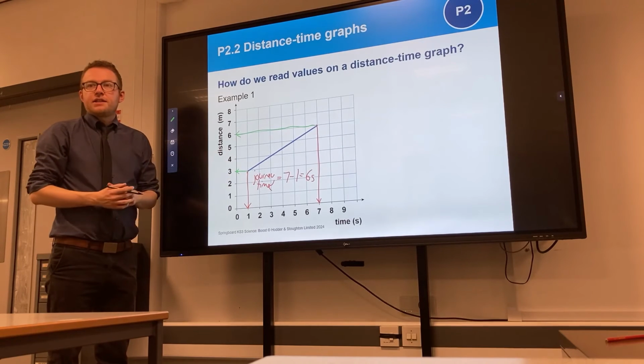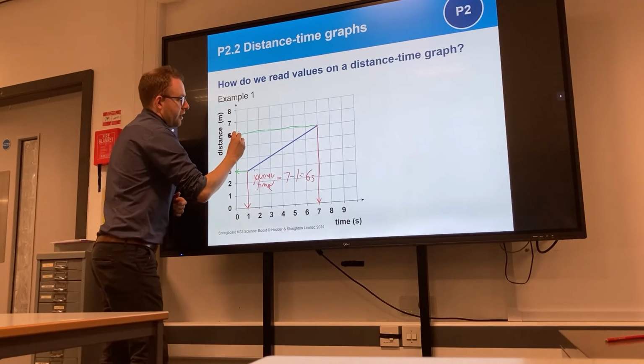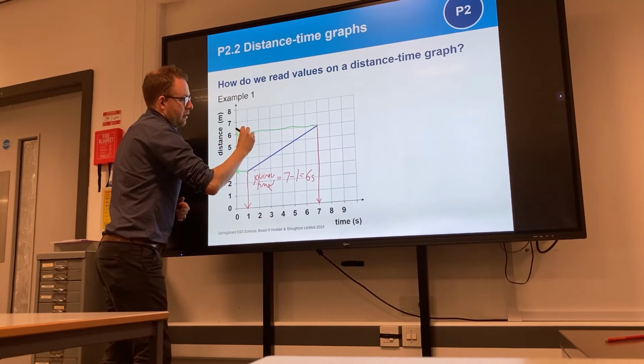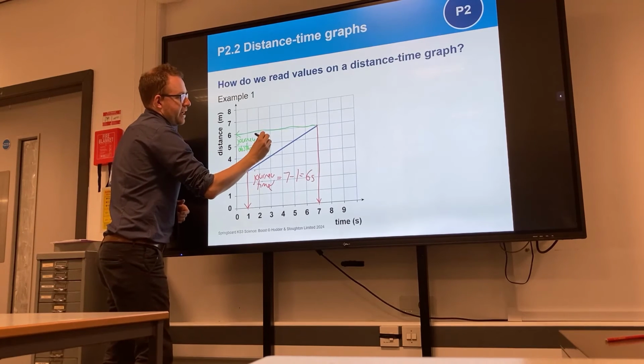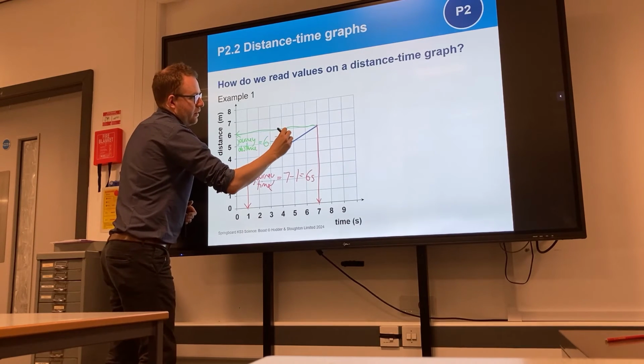And much like I did with the journey time, I can find the journey distance by subtracting the start distance from the end distance, which is 6 meters minus 3 meters, which is 3 meters.